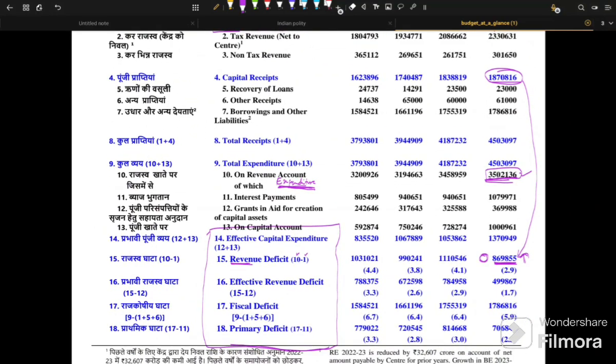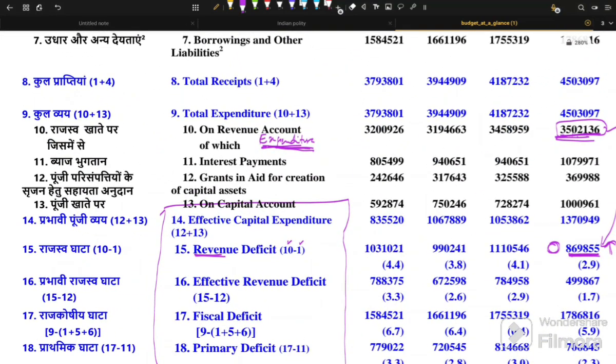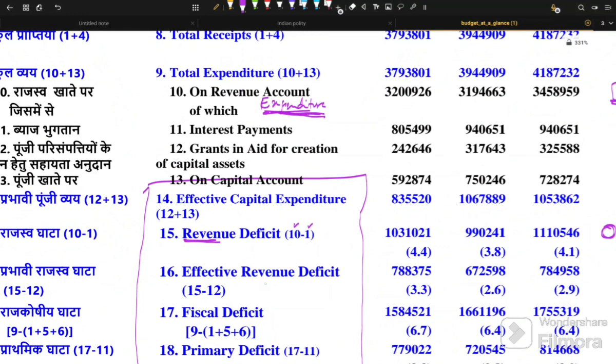Then what is the effective revenue deficit? This is very important. Effective revenue deficit: we take the same term, the revenue deficit, but with an adjustment. What does it mean? They have given 50 minus 12. Where is 50? This is the revenue deficit. Minus 12: this is the grants-in-aid for the creation of capital assets. Let's understand.